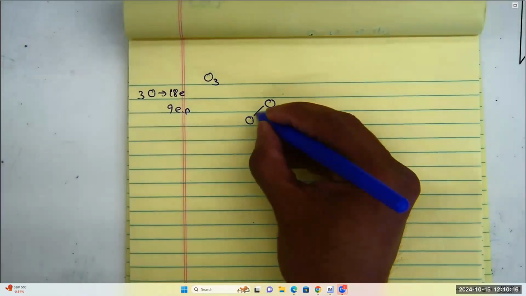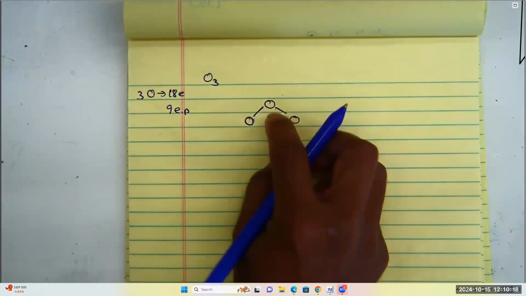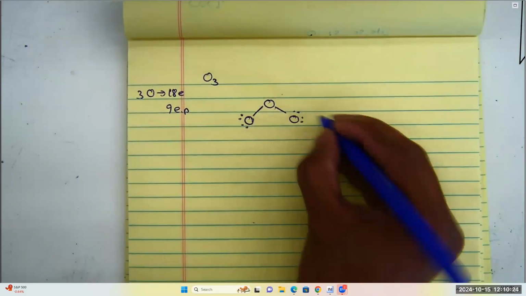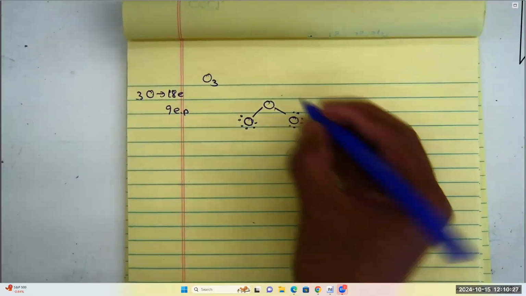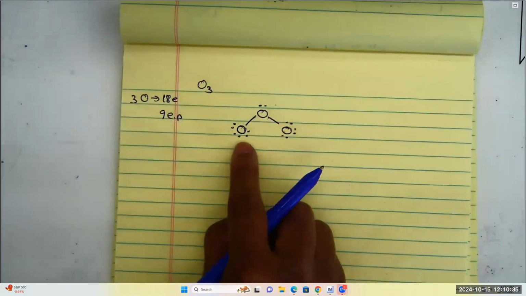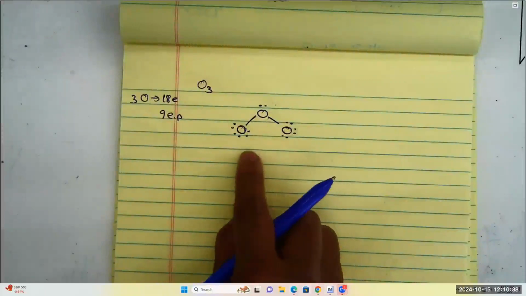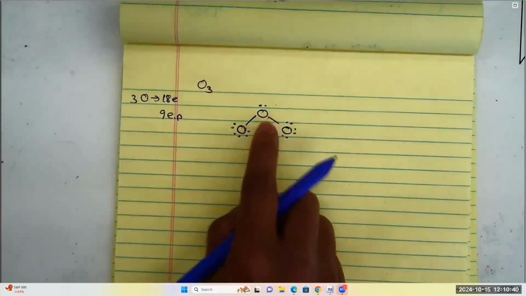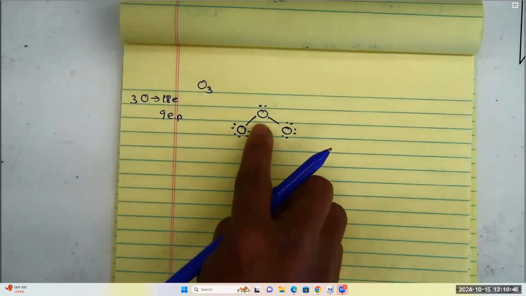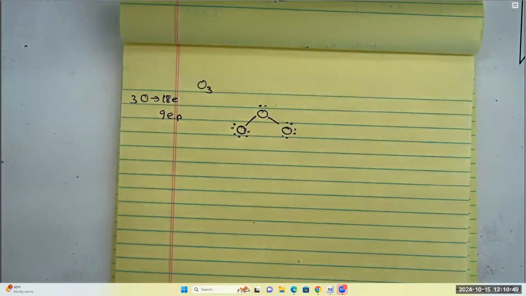I have 9 electron pairs. I'm going to start distributing them, starting with the outer atoms. 1, 2, 3, 4, 5, 6, 7, 8. The 9th one should go on the oxygen in the middle. Now I see that my oxygens at the terminals have 8 electrons, because 3 lone pairs and 1 bonding electron pair mean 4 electron pairs, meaning 8 electrons. But the oxygen in the center has only 1, 2, 3 electron pairs, 1 lone pair and then 2 single bonds, meaning only 6 electrons.